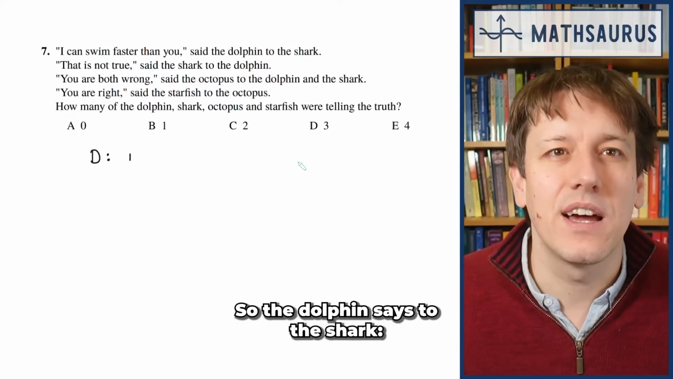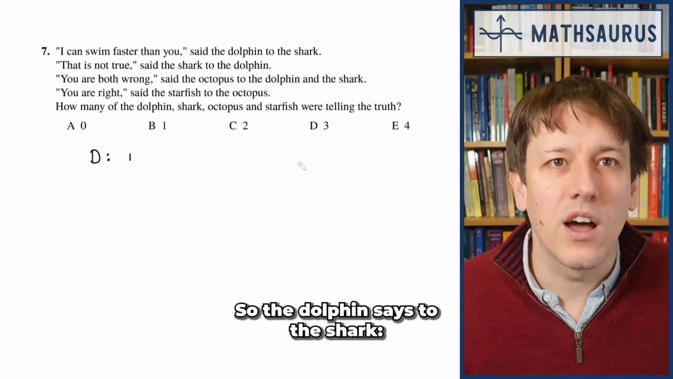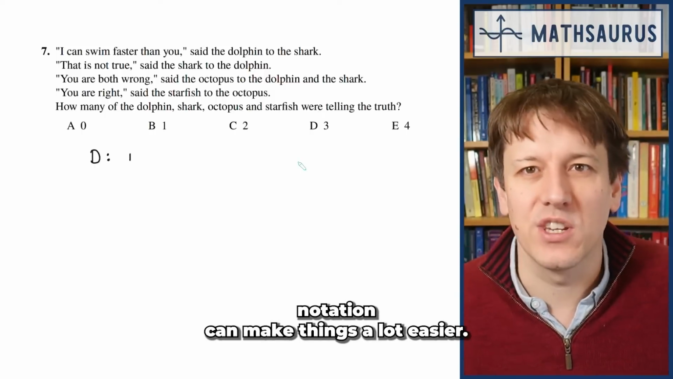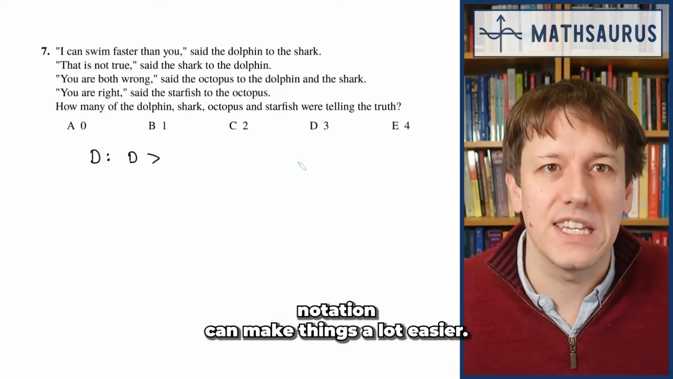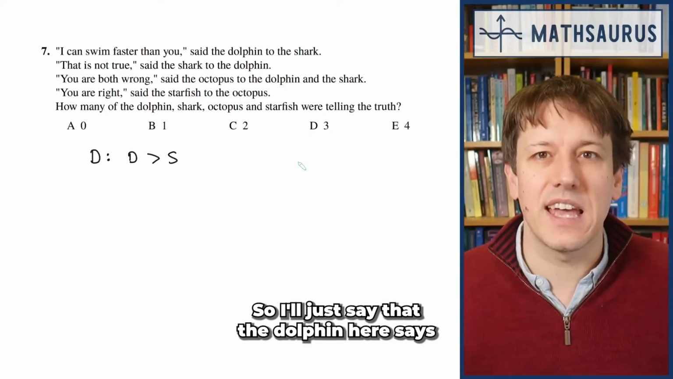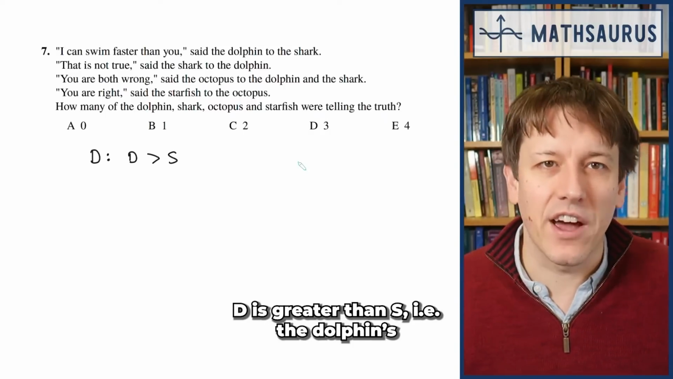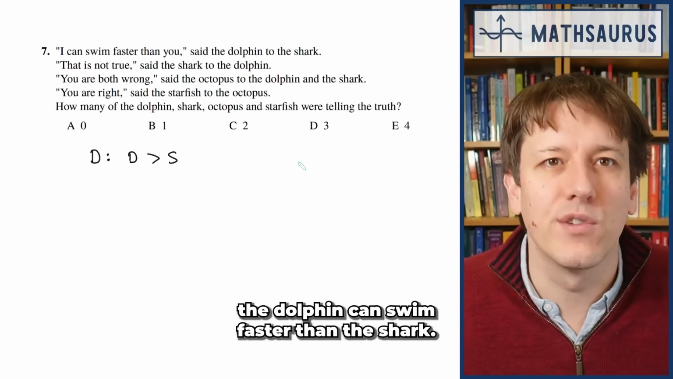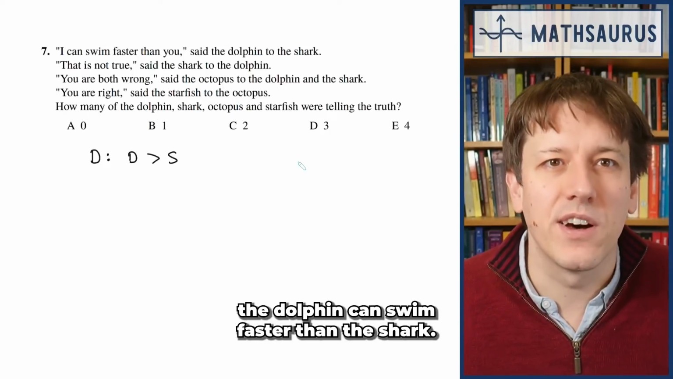So the dolphin says to the shark, I can swim faster than you. Very often in maths, just finding efficient notation can make things a lot easier. So I'll just say that the dolphin here says d > s, i.e. the dolphin's speed is greater than the shark's speed. So this represents the statement the dolphin can swim faster than the shark.